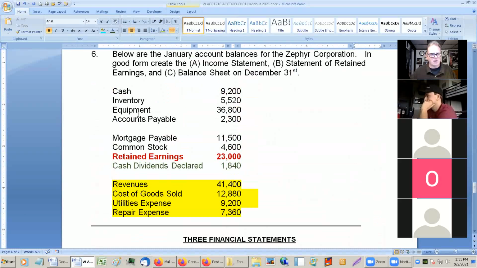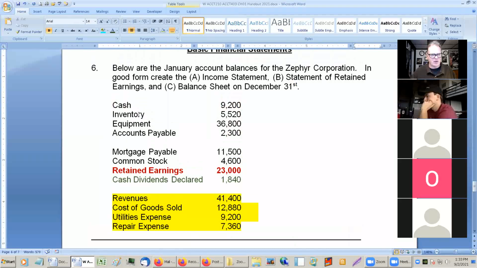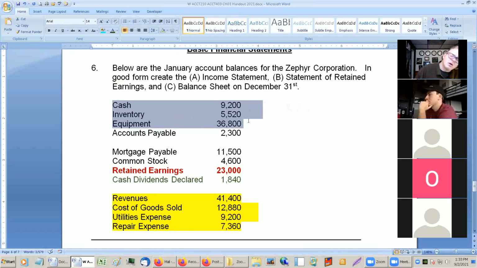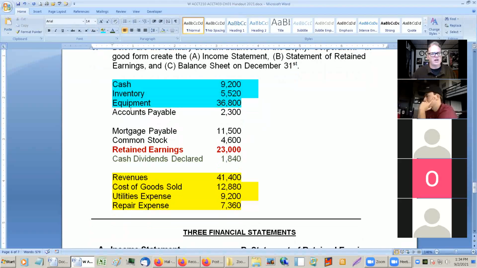Okay, let's see what assets we have. Assets are anything like, well, the accounts payable, this is gonna be a liability. These three look like assets. So cash, inventory, and equipment.